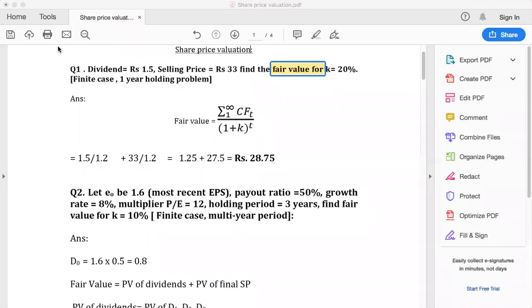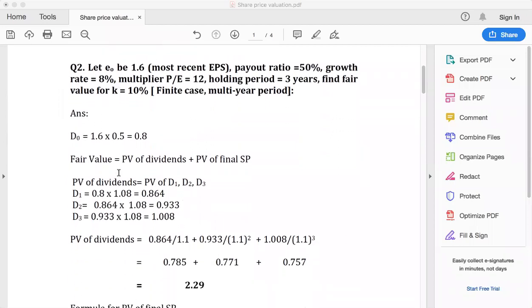price today. Now, in the second problem, we move on to build up the concept, and here what we find is you have the most recent EPS, the most recent earning per share of the stock has been given, which is 1.6. Out of this earning, 50% is paid out as dividend to the shareholders. The growth rate is 8%. That means this earning of 1.6 keeps on growing every year by 8%. The price to earning ratio, the multiplier, is 12.